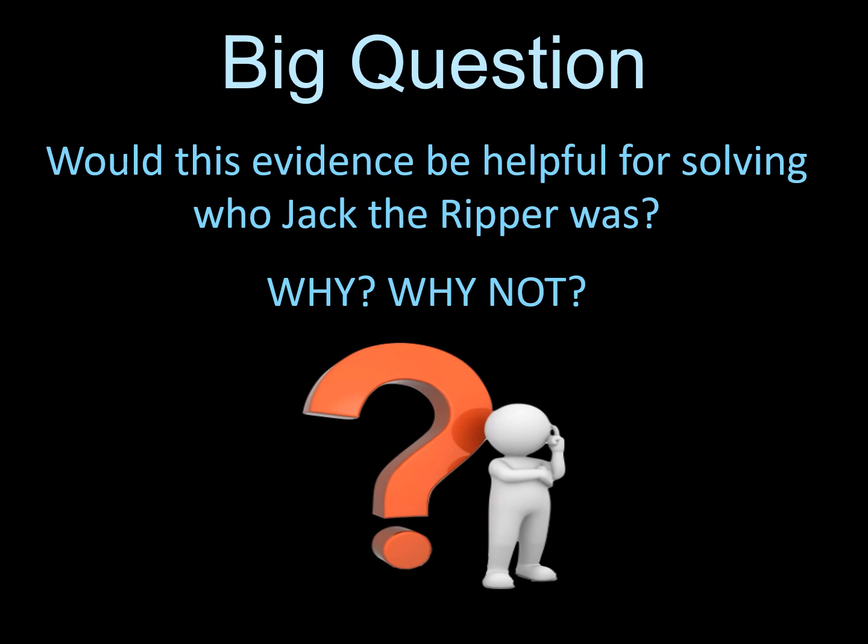So eyewitness testimony wasn't actually very helpful for trying to work out who Jack the Ripper actually was out of the suspects, and again in a lot of ways it was another police mistake as to why Jack the Ripper wasn't caught, because the witness testimony was not taken seriously at the time or used very effectively.